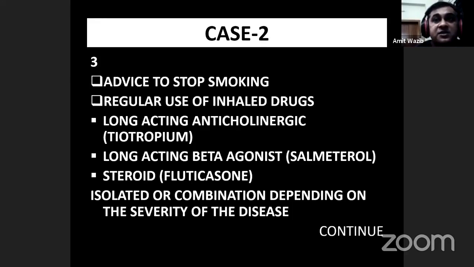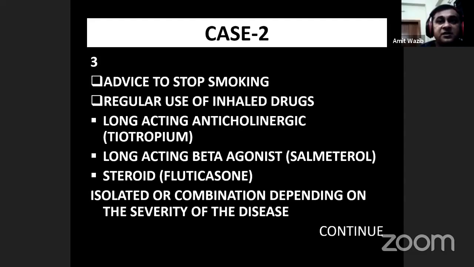On a regular basis, there are some inhaled drugs which are given, like long-acting anticholinergics, an example is tiotropium, long-acting beta agonists like salmeterol, and inhaled steroids. So all three of these groups are inhaled drugs, like fluticasone. And these drugs can be given isolated or in combination according to the severity of the disease, according to the response of the patient. So these drugs should be taken on a regular basis.